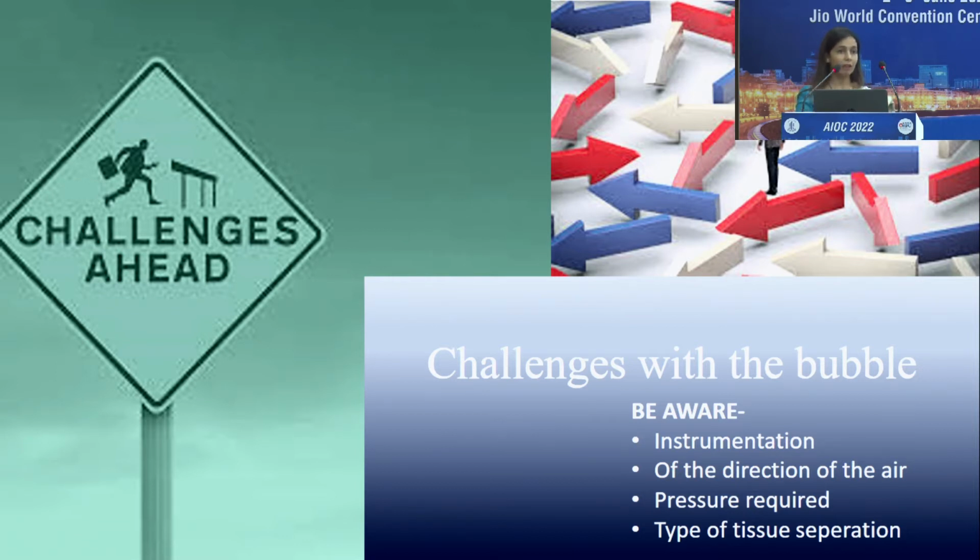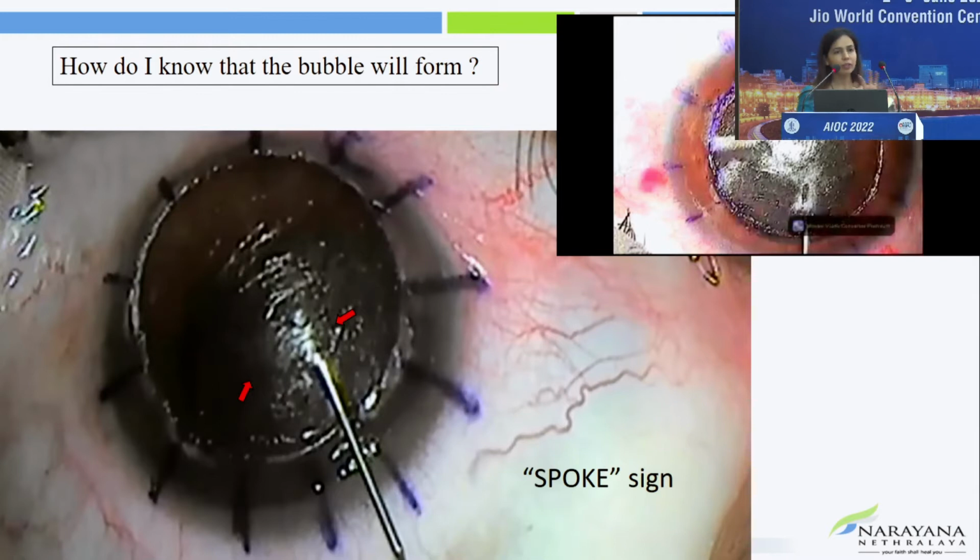So I personally use a 2cc. The only downside to that is in case you've not filled it fully, then halfway through you may run out of air and your bubble will not be complete. But as long as you have the full syringe, it's going to be a very controlled ingress of the air. So how do I know that the bubble will form?